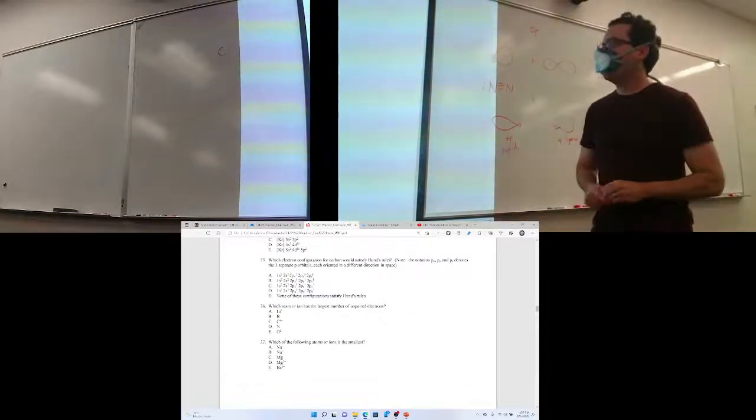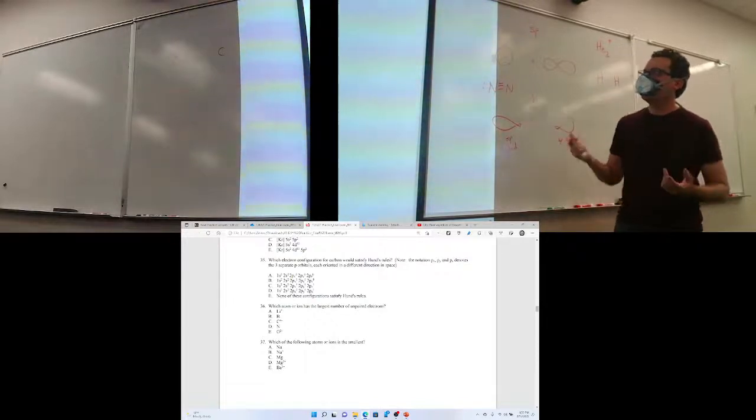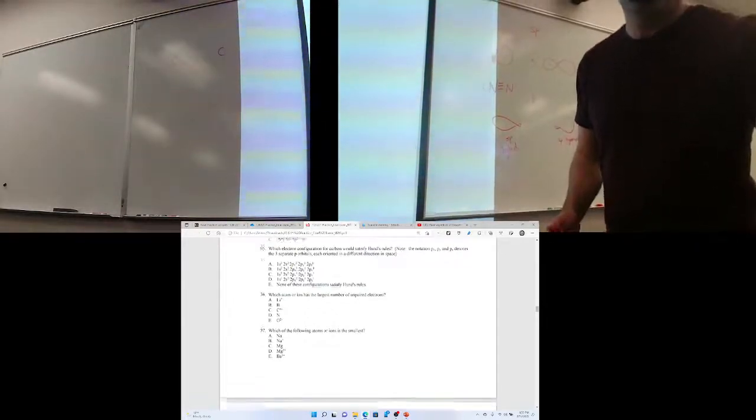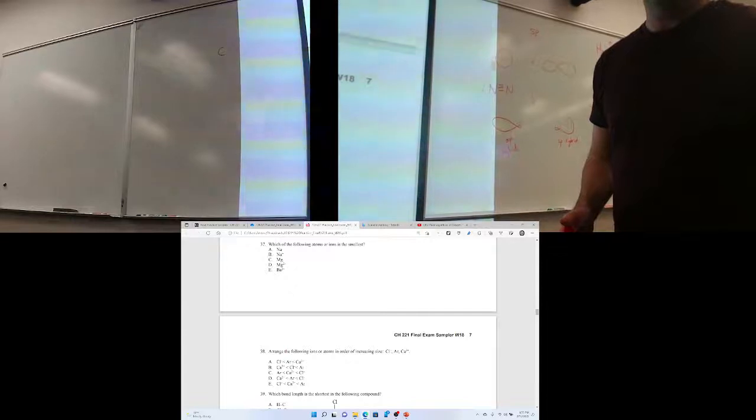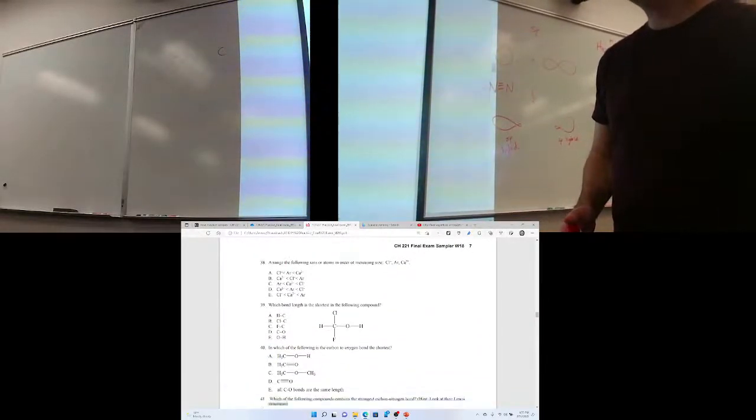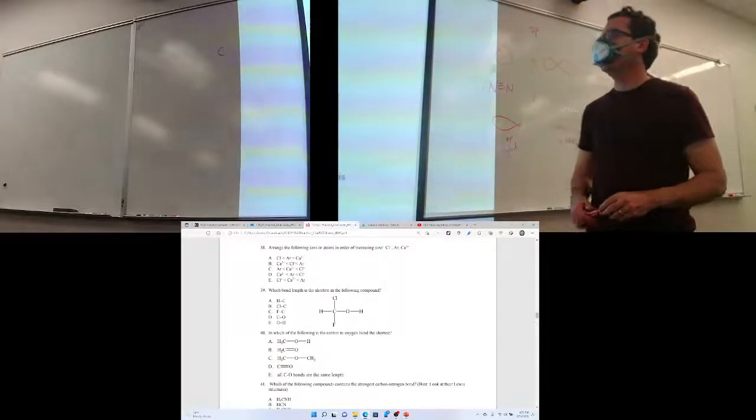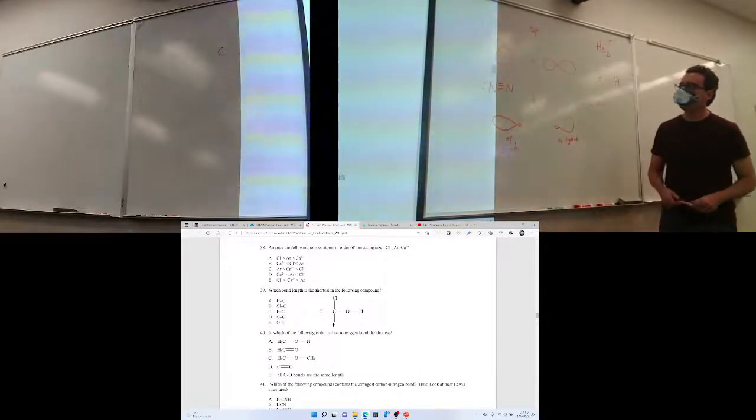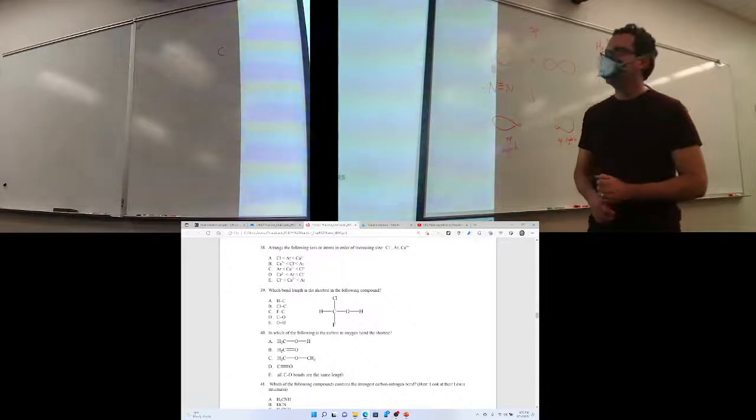So 36. Which atom has the largest number of unpaired electrons? No, I guess we did this too. Which ion is the smallest? We've got ion size, bond length. There you go, 39. This is new. So which bond length is the shortest in the following compound?